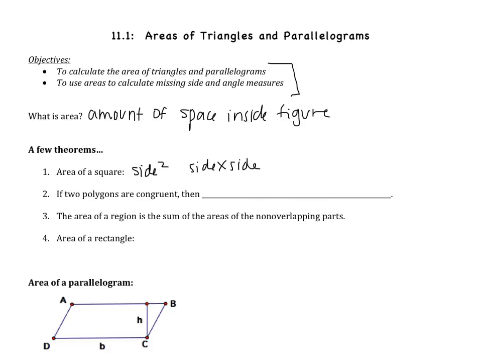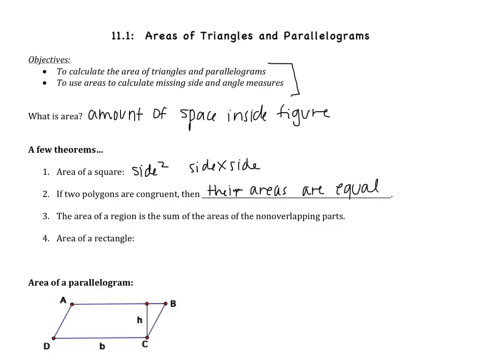Next one, if two polygons are congruent, then their areas are equal. This should make sense also. If polygons are congruent, that means they have all the same sides, all the same angles. If I have two figures where all the sides are the same, all the angles are the same, their areas should also be the same.